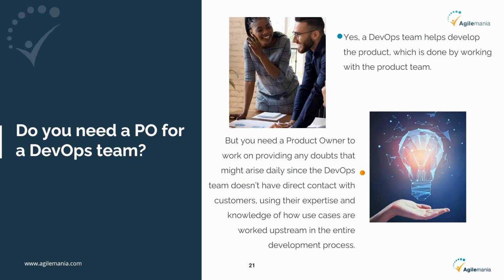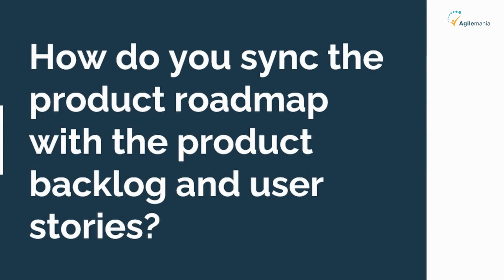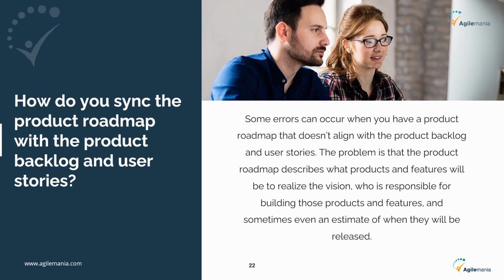How do you sync the product roadmap with the product backlog and user stories? Some errors can occur when you have a product roadmap that doesn't align with the product backlog and user stories. The problem is that the product roadmap describes what products and features will be built to realize the vision, who is responsible for building those products and features, and sometimes even an estimate of when they will be released. Thus, it should generate user stories for the team's product backlog, which should have a one-to-one relationship with your product roadmap. If not, some issues may ultimately hold you back before planning your overall strategy.